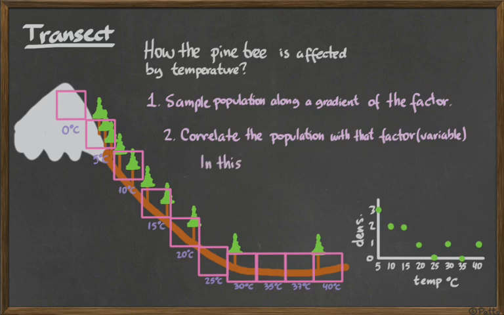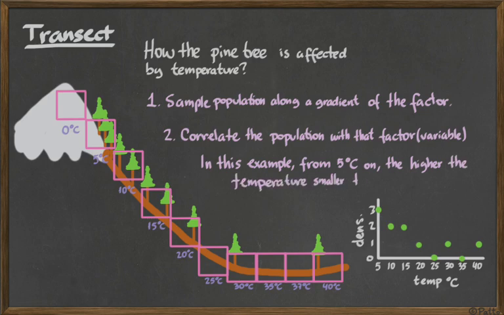If we take a look at this, we see that there is a correlation. In this example, from 5 degrees Celsius on, the higher the temperature, the smaller the pine trees density. So you can see that there is quite a correlation over there. We did this because we did a transect. Basically, it's sampling along a gradient of one characteristic. Okay? Very good.